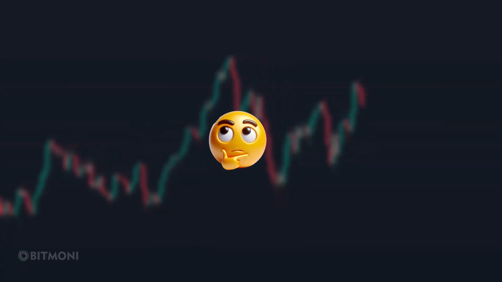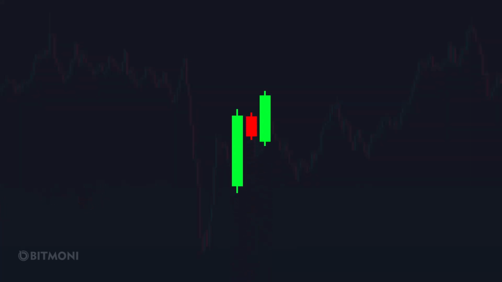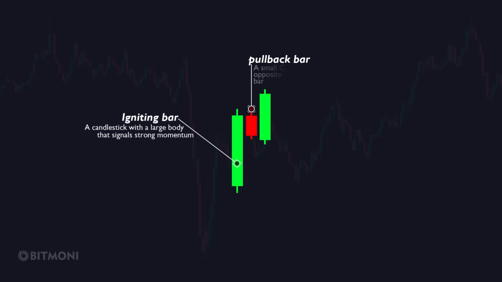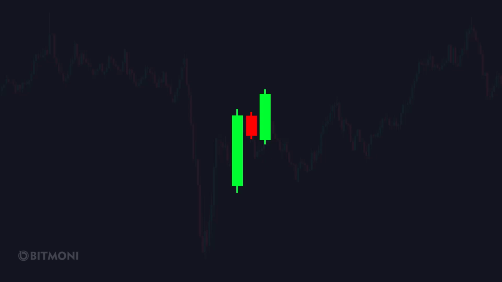So first, how do we actually spot the 3-bar pattern? In either direction, the pattern must exhibit 3 consecutive candlesticks. The first candlestick is called an igniting bar, which is a candlestick with a large body that signals strong momentum. The second candlestick is called the pullback bar, which is a small candlestick with an opposite color of the igniting bar. Ideally, the overall size of the pullback bar should not exceed half of the igniting bar's body. The third candlestick is called the confirmation bar, which is a medium to large-sized candlestick that closes above the pullback bar. Once the sequence is complete, you can enter a buy position at the confirmation bar's close.